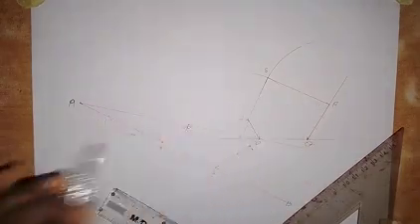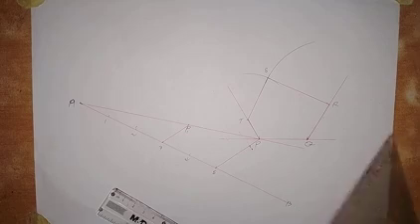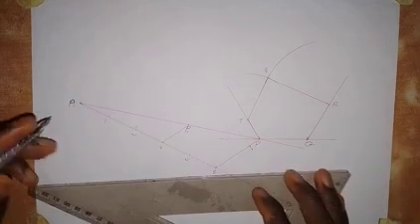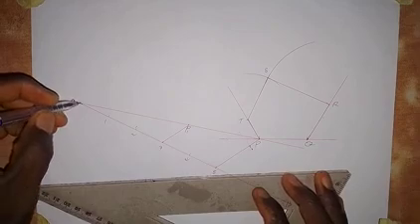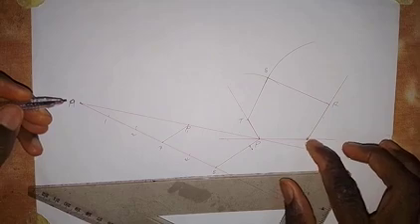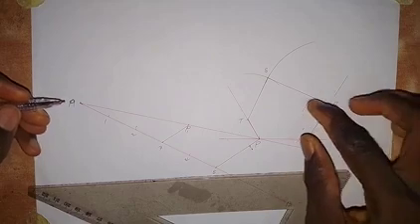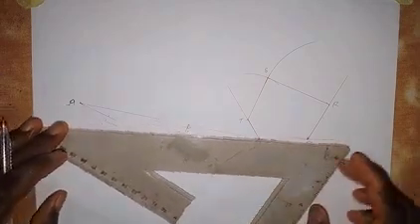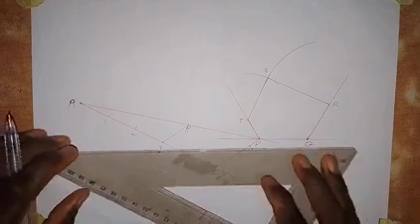Having done that, the next thing that we are going to do is draw radial lines from point A, that is from the pole, passing through point Q, passing through point R, passing through point S, and passing through point C. So I will go this way. So this is it.